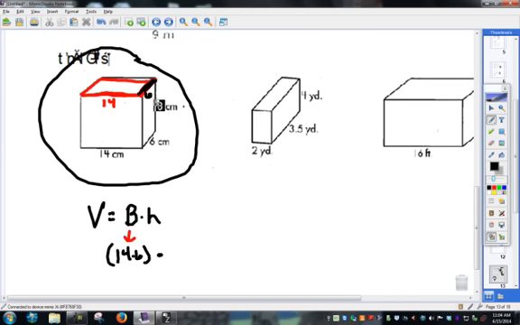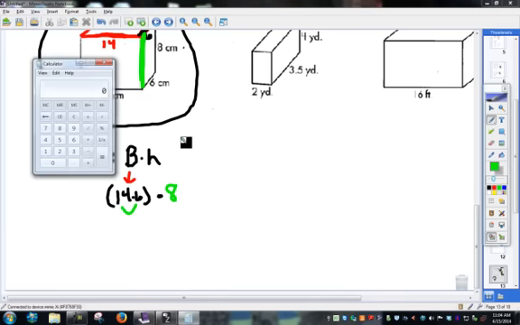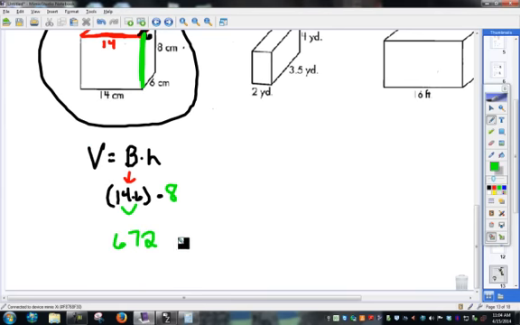Okay? So since I did the top, now I'm going to say, okay, my area of my base is 14 times 6, so then what's the distance between my top and my bottom? It's 8. Okay? So I do that, and I'll have to get up my calculator to do it. 14 times 6, which is 84, and then times 8, it's going to give me 672. So I end up getting 672 centimeters cubed.